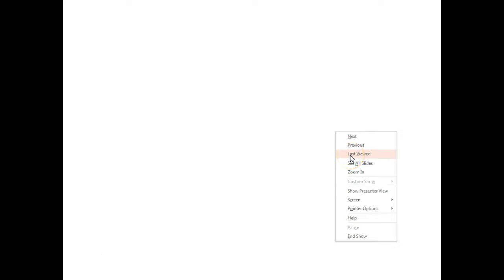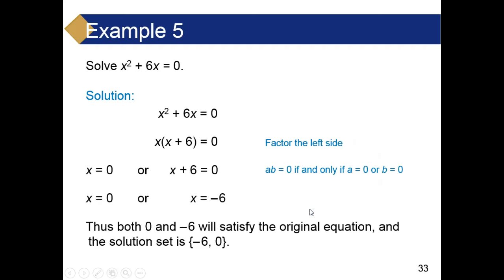Now, wherever it put my white screen, I don't know. But now I have to, believe it or not, they call it unwhite screen. And that gets us back to here. I don't know. Strange nomenclature.